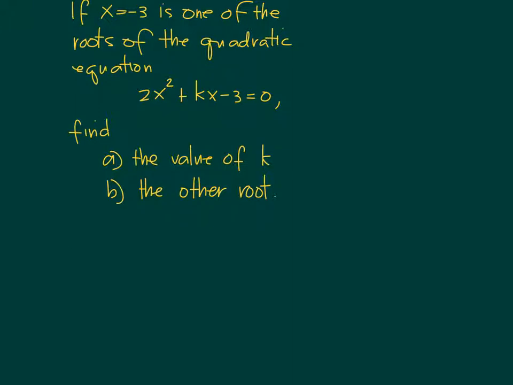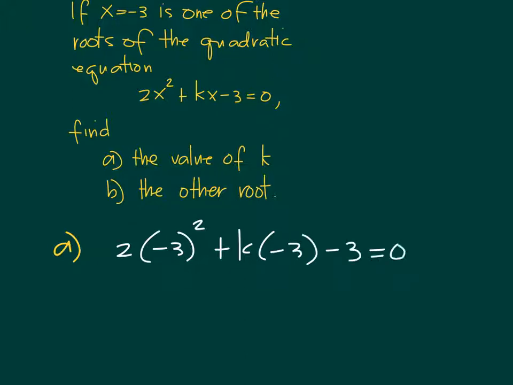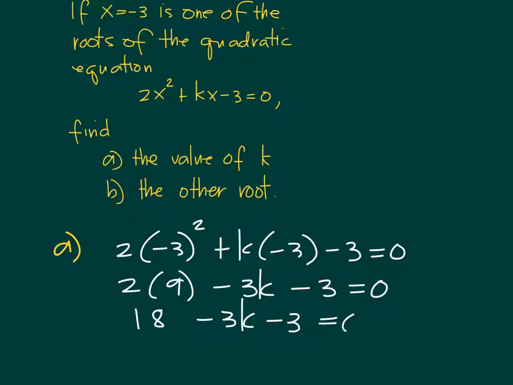So to show the complete solution, let's start with letter A, finding the value of k. So for A, we said that we will be placing the -3, the root, for every x: 2 times (-3) squared plus k times (-3) minus 3 equals 0. Working on this equation, this means 2 times 9. K times -3 means minus 3k. So make sure you know how to work with your sign values. And then minus 3 equals 0. 2 times 9 is 18. Minus 3k minus 3 is equal to 0.